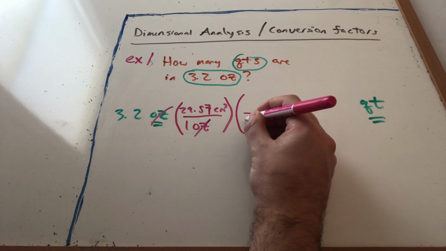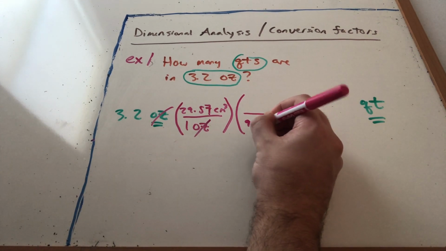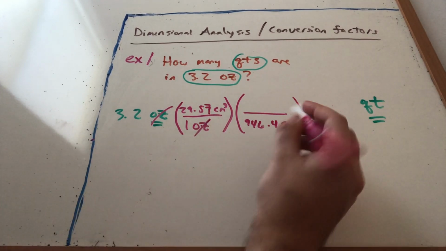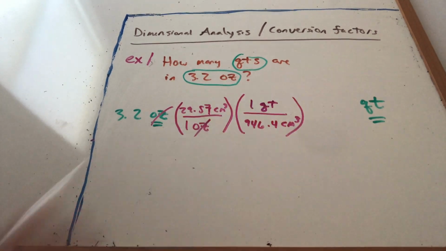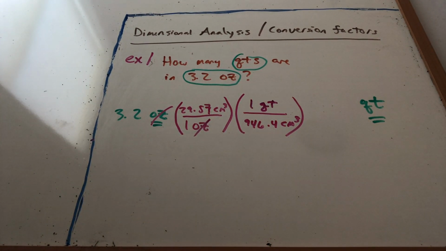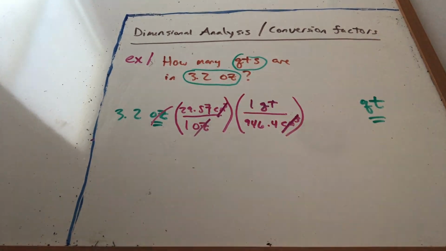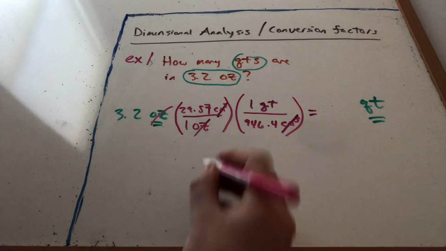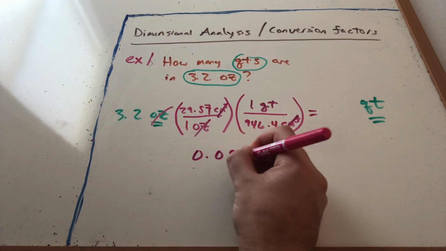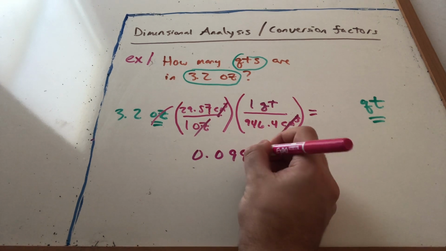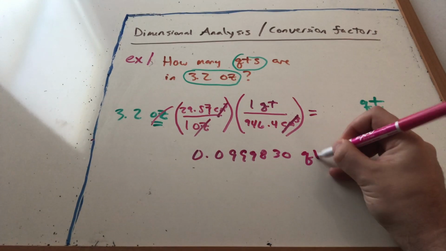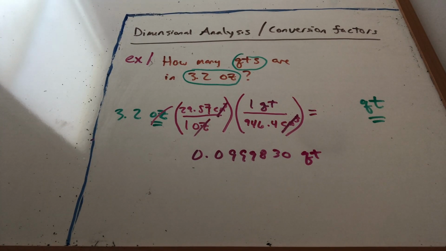That'll be helpful because I also see that 946.4 centimeters cubed is equal to 1 quart. And that's also on that same slide. So centimeters cubed goes away using our conversion factors idea, and what we're left with is quarts. I plug this in my calculator and I get 0.0999830, and some more digits come out, quarts. And then I ask myself, okay, is this my answer? Or how am I going to accurately report this answer?